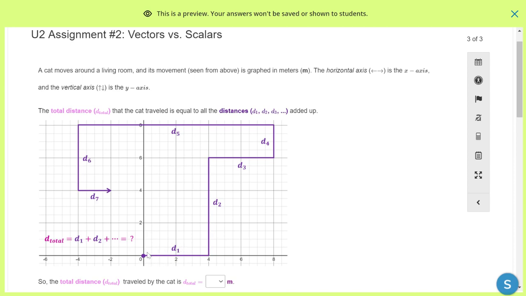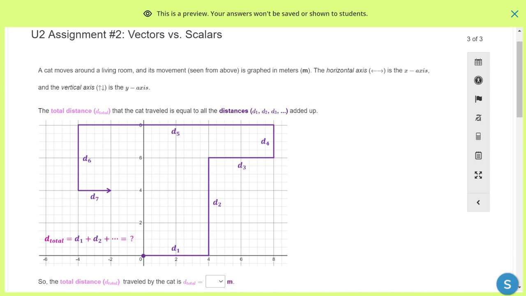So as my cat Marcy is moving around, I graphed out this motion, where all these D's represent distances. D1 is the distance that Marcy moved as she went from the middle of the living room over to the right a little bit. This is going to be measured in meters. So going from here to here would be 0 to 4 meters. She's moving 4 meters to the right in this case.